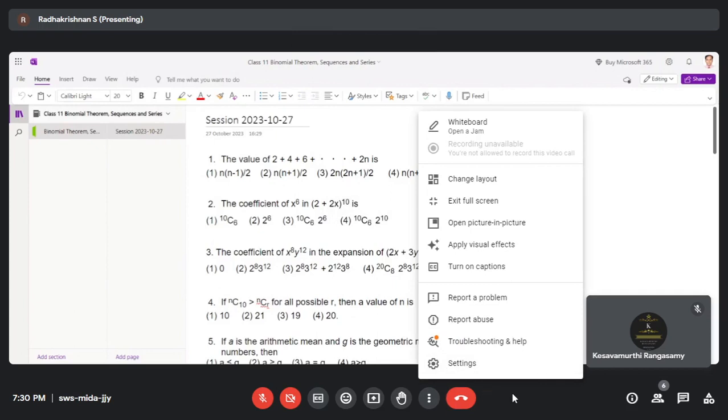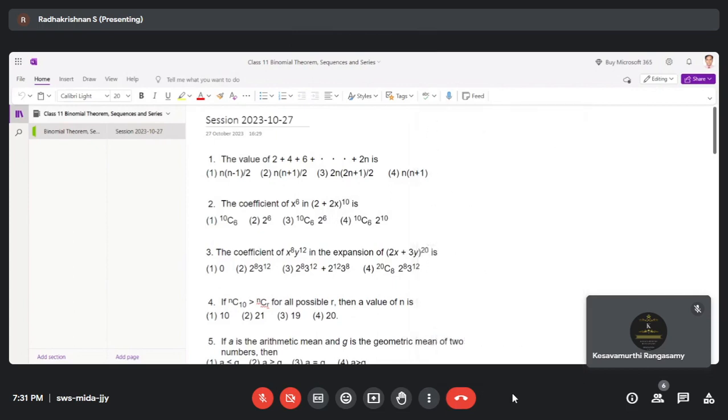Okay. The first problem. Today we are going to be doing problems on binomial theorem, sequences, and series. I hope that in your school they have covered this chapter. The first problem is from your state board book, the exercise questions at the end of this chapter. I think it is chapter 5, right? So this is at the end of the chapter.